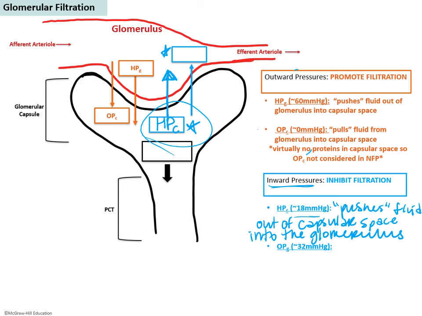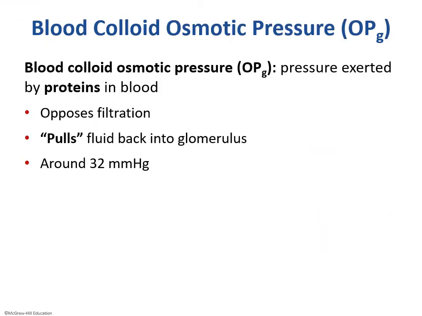the glomerulus. All right, our last pressure here is going to be that colloid osmotic pressure of the glomerular capillaries, or the glomerulus. So remember, our osmotic pressures are going to be set up due to the presence of proteins. There's definitely still going to be proteins in the blood of our glomerular capillaries because it's really all that's kind of staying in there. So this is also an inward pressure that inhibits filtration, and this is going to pull fluid back into the glomerulus.